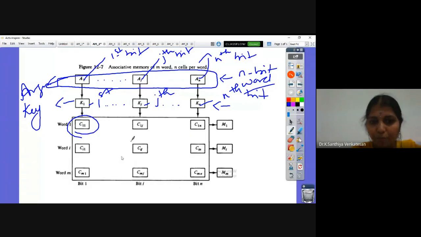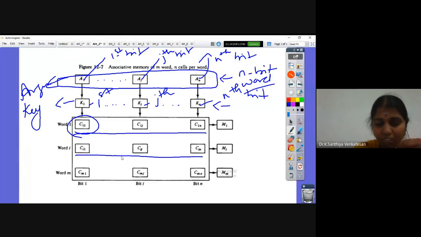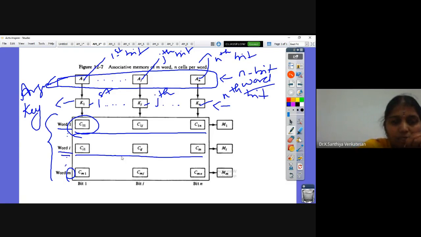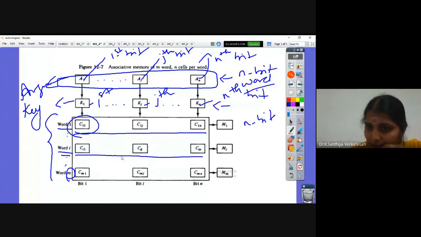In the associative memory also, you are dividing the memory into different cells, that is, different words. And I told you that we have m words. So word 1, word 2, word 3, ith word, etc., up to the mth word, because totally we have m words. So it is organized starting from the first word to the mth word. And I told you that each word has n bits. For every word we have n bits.